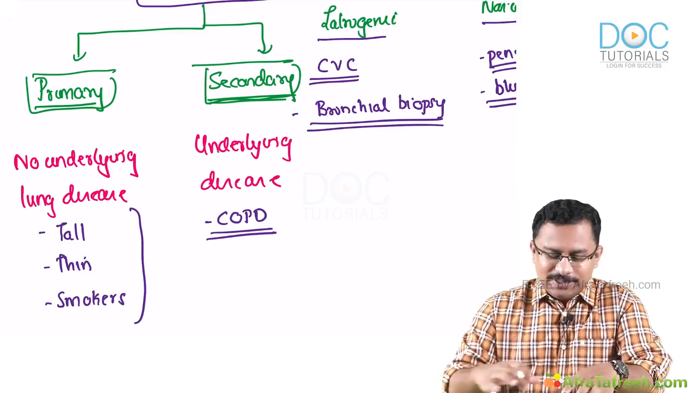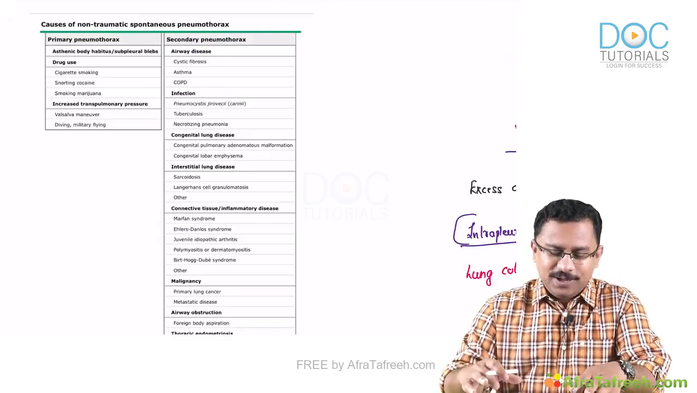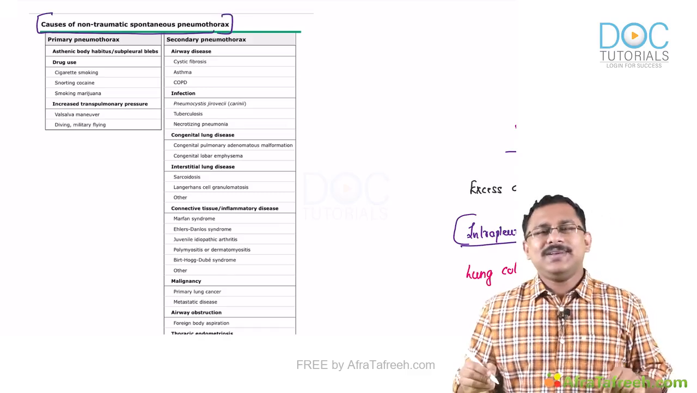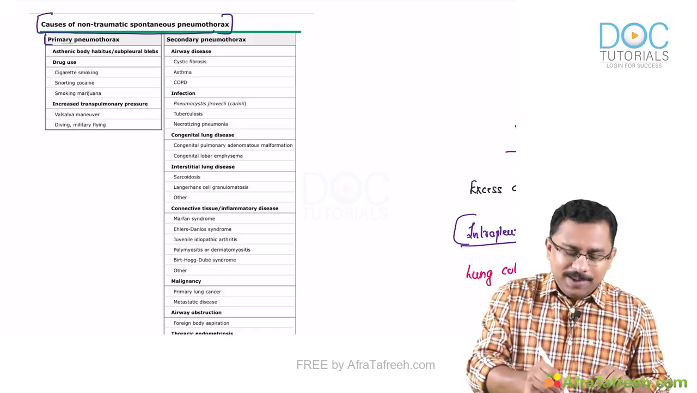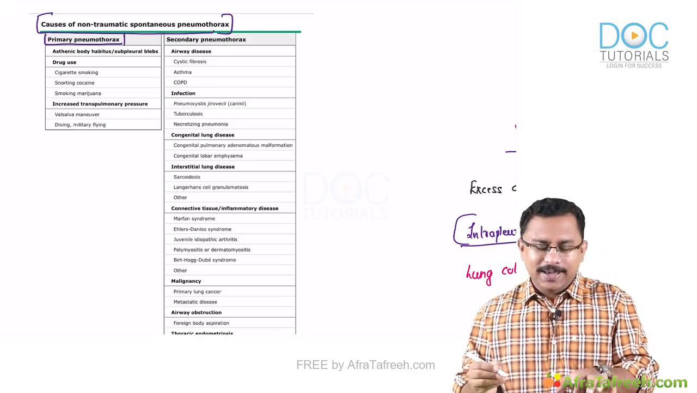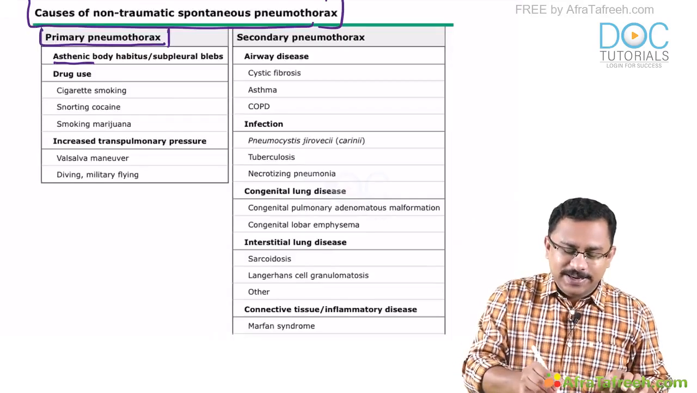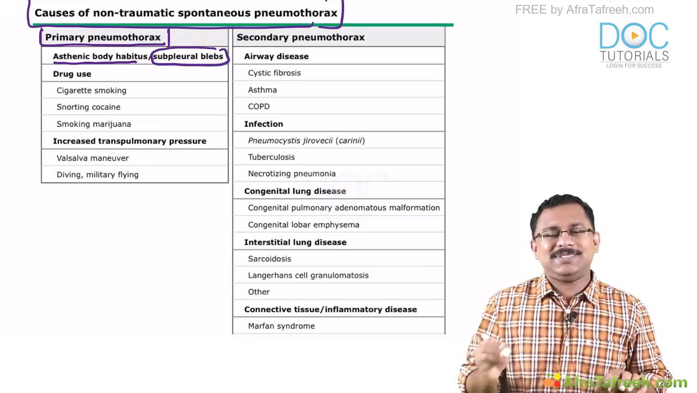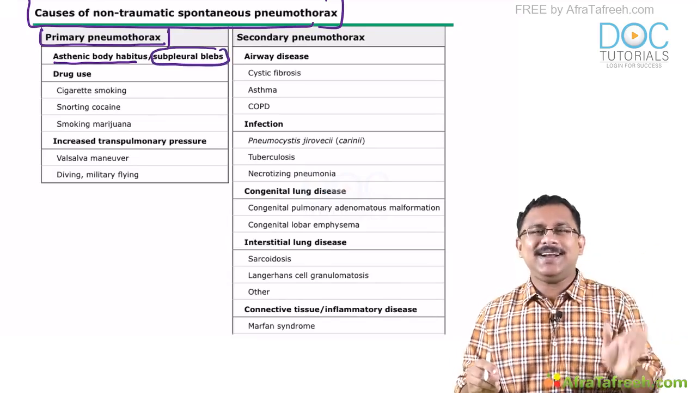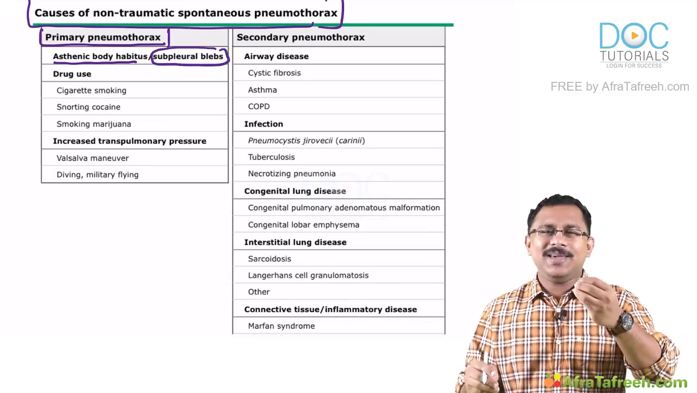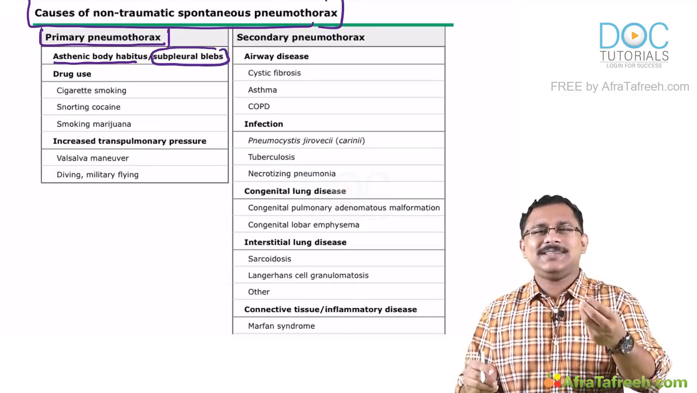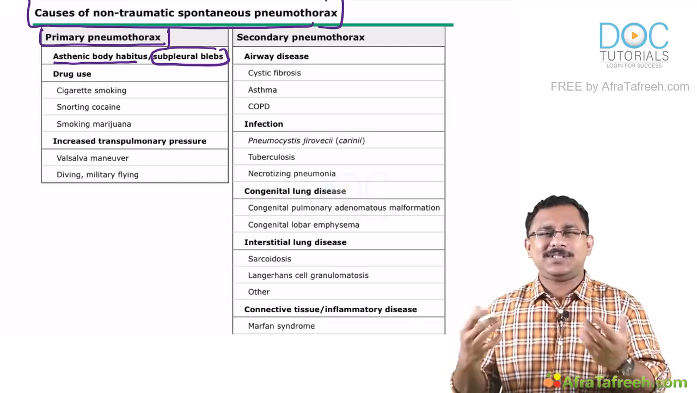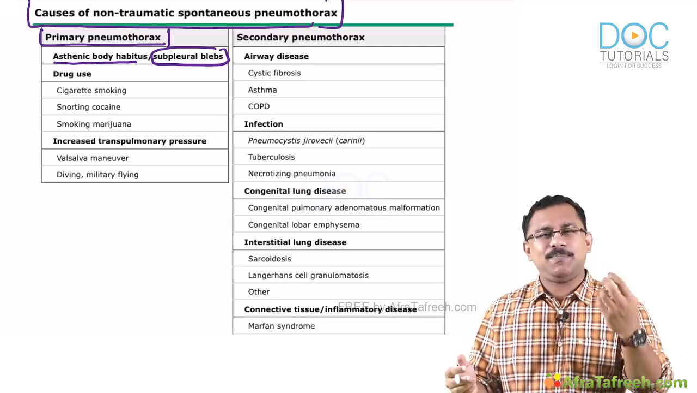Okay. So just coming to the list of the causes of your spontaneous pneumothorax. I told you, a primary pneumothorax is where an individual is very tall and thin. He may have some subpleural blebs. There is no previous underlying lung disease, but maybe at the time of pneumothorax, suppose the patient has expired and you are doing an autopsy, you find that there are some subpleural blebs.